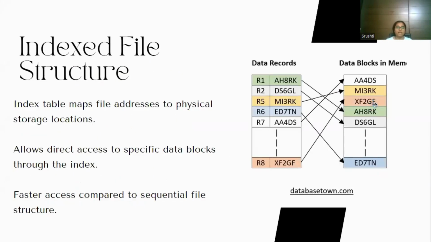Second one is indexed file structure. Index table maps file address to physical storage location, allows direct access to specific data blocks through the index, faster access compared to sequential file structure. Here, each file R1, R2, R5, R6, R7 is given a particular index number which points directly to the index block or the index storage location. So if you type this particular index number or this particular file, it directly brings the file to you without going through the sequential manner of the sequential file structure.